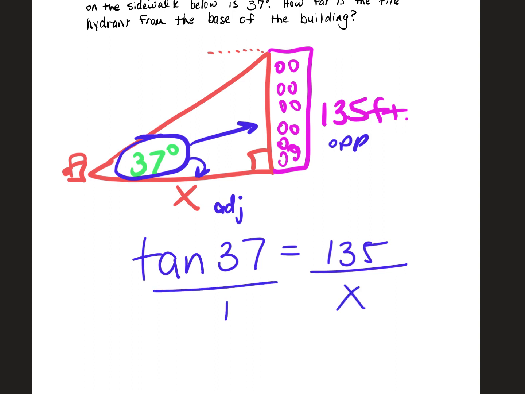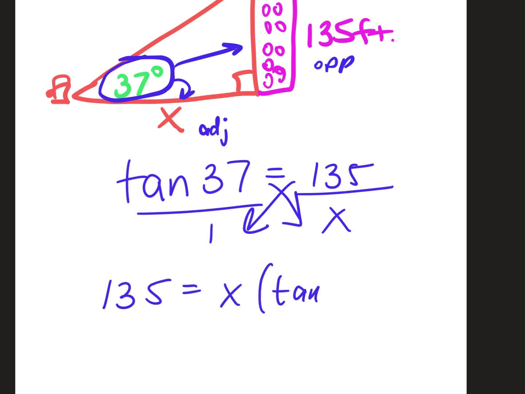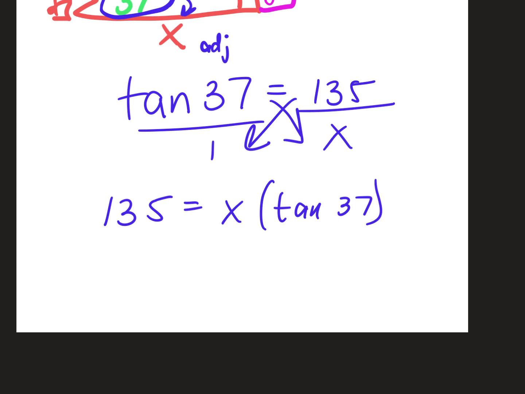Well, this one's set up a little different. Last time the x was on top. Now the x is on the bottom. You do the exact same thing. We're going to cross multiply. So I have 135 equals x times the tangent of 37. The tangent of 37 is a number. It's just gross. So how do you get x by itself? Divide by tangent of 37.